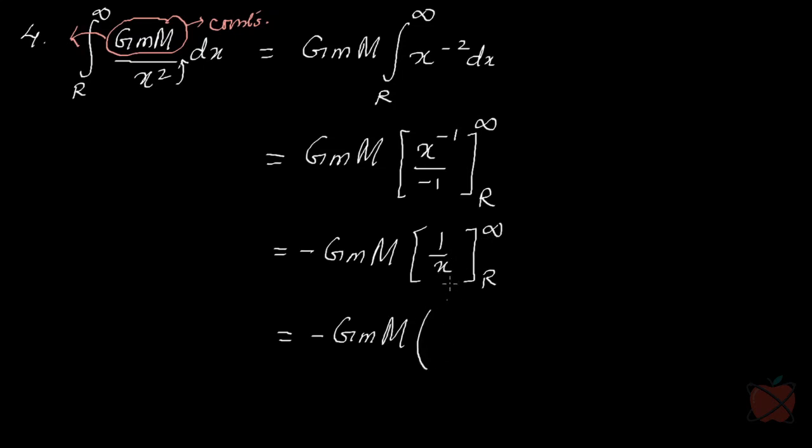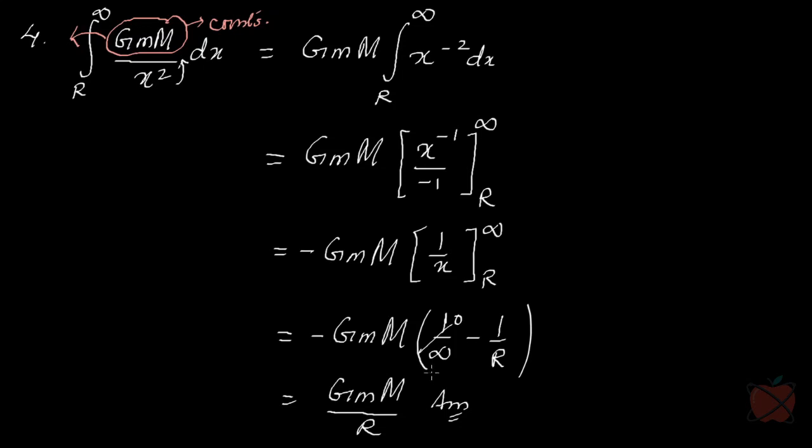So instead of x, I will have 1 by infinity, and then minus, then we replace x with the lower limit, 1 by r. And do you know what is 1 by infinity? 1 by infinity is 0, right? So you can just neglect this part. So therefore inside the bracket you have minus 1 by r, minus with this minus it becomes plus, so you have GMm by r. That is the answer.